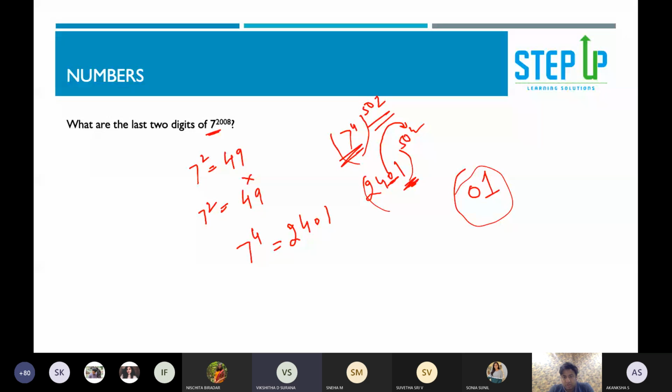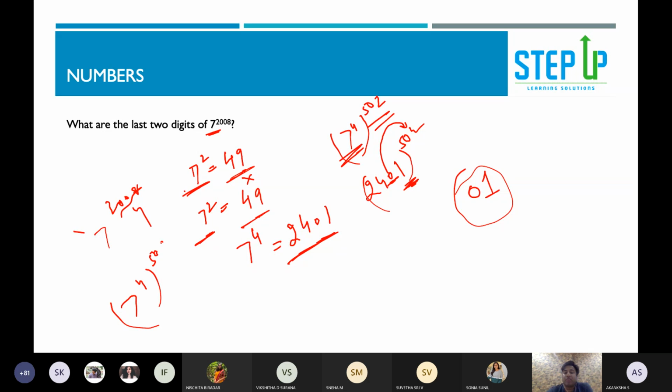How did you get 502? How will I get 502 here? Okay. We know that 7 square multiplied by 7 square, that is 49 multiplied by 49, is 2401. Here I have 7 power 2008. If I take 7 power 4 inside, I have to divide this power by 4. It comes out to be what? 502.